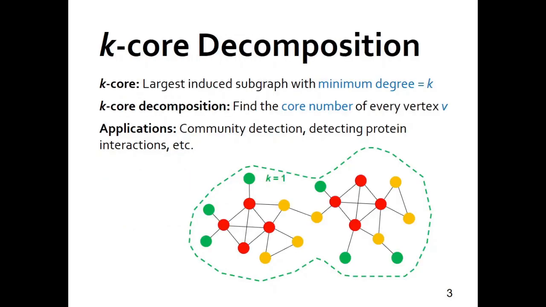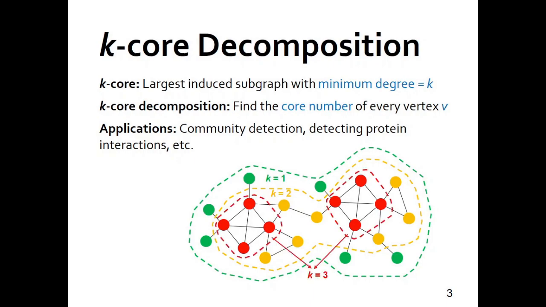K-core of a graph is defined as the largest induced subgraph with minimum degree equal to k. For example, in this graph, the entire graph is one core because every vertex has at least degree 1. Two core of the graph is an induced subgraph where each vertex has at least degree 2. Yellow and red vertices comprise the two core of the graph. Three core of the graph is shown in red, where each vertex has at least degree 3.